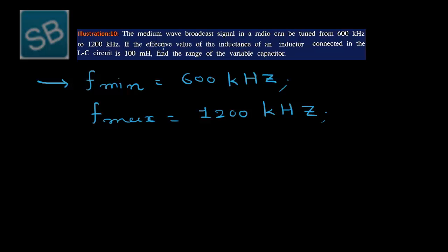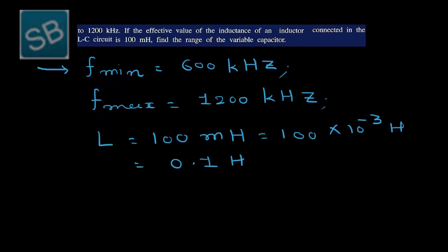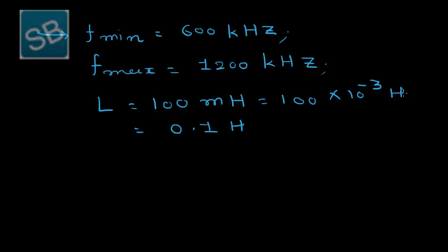Also, the effective value of inductance of an inductor which is connected in an LC circuit is 100 millihenry. So you can convert it easily into Henry by just multiplying 100 with 10 to power minus 3. So it is 0.1 Henry. And you also have to convert kilohertz into hertz by multiplying with 10 to power 3. But we will do it whenever it is necessary.